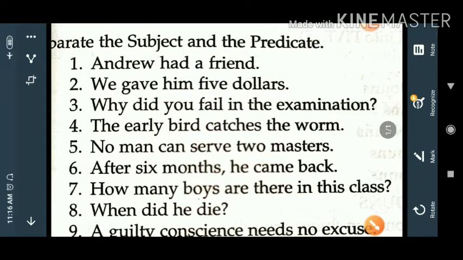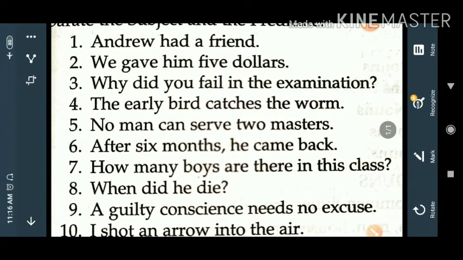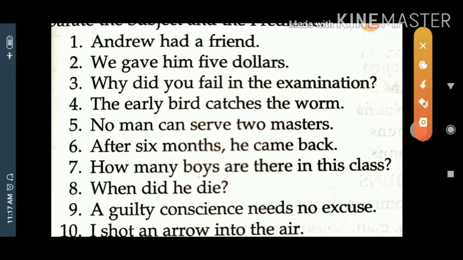Next to that, pay a little bit of attention over there. Why is it so? Because you have been given an interrogative sentence. In front of you, you have an interrogative sentence, and up till now you have been given answers for simple affirmative sentences. So first of all, we will concentrate on where the subject is. This is the subject. Why did fail in the examination? This is the predicate for that.